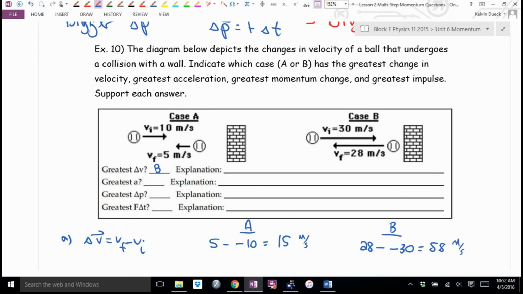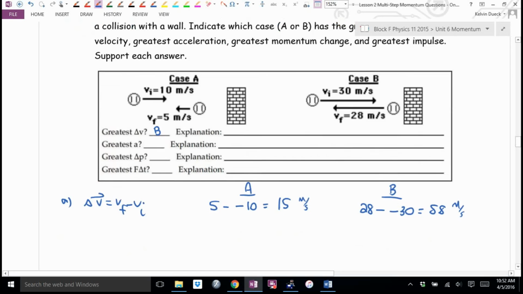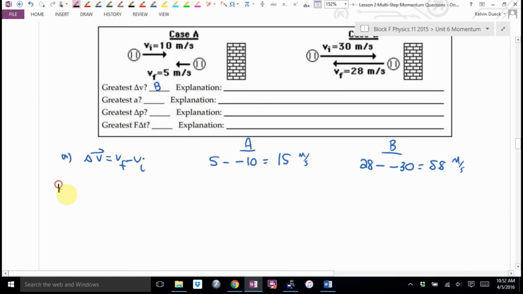Excellent. What does the second thing want me to find? Acceleration equals VF minus VI over T, but that's changing. Does it say that the time is the same for both questions? Which one has a bigger change in velocity? Which one has a bigger acceleration? And for the explanation, I think we can reason our way there. Yes?